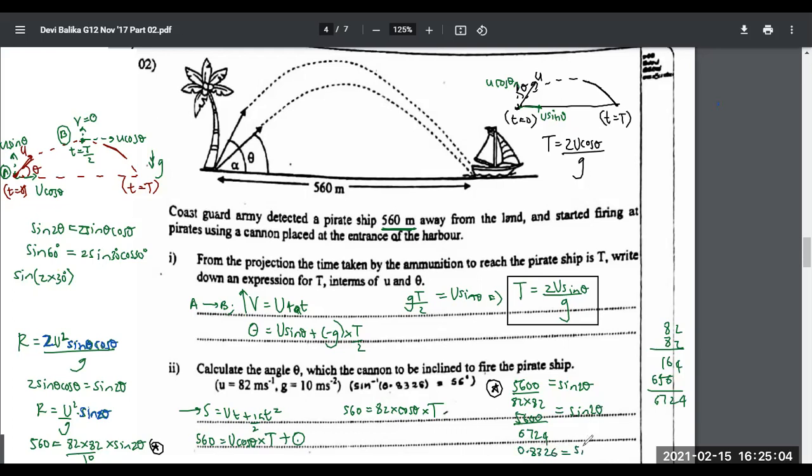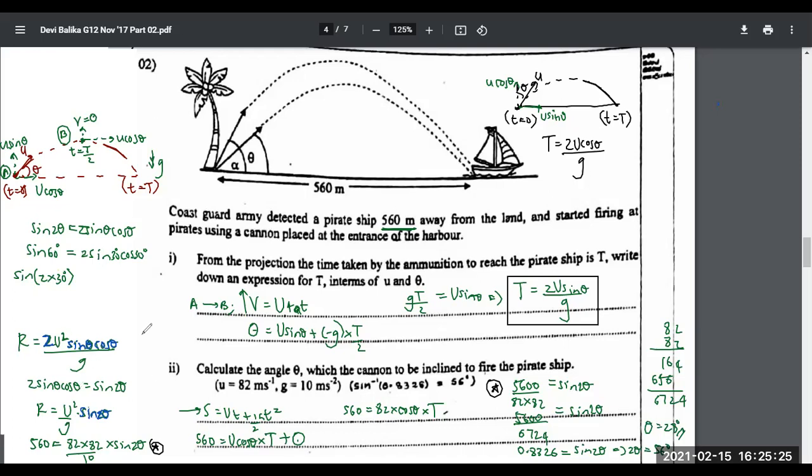Unfortunately, that is sine 2 theta. Okay, that is sine 2 theta. And from that you can say 2 theta is equal to the value they have given. How much is that? 56. So theta is equal to 28.